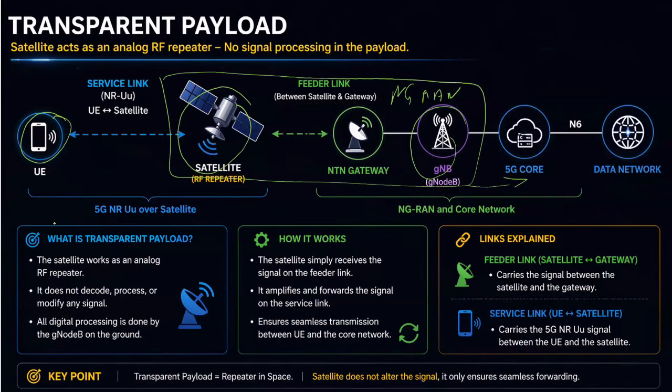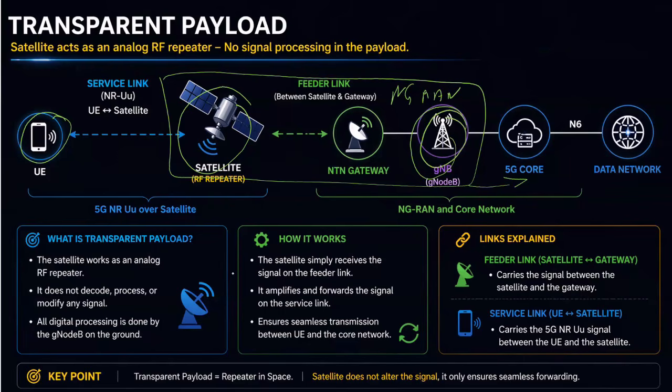So what exactly is happening in the transparent payload? In the transparent scenario, the satellite operates as a radio frequency repeater. Basically, all the digital processing that we are talking about is done by the gNodeB.